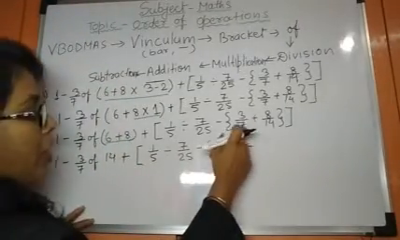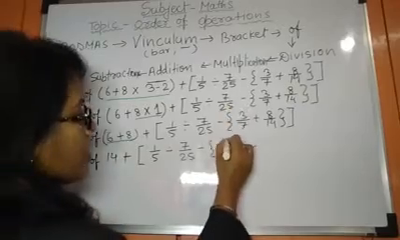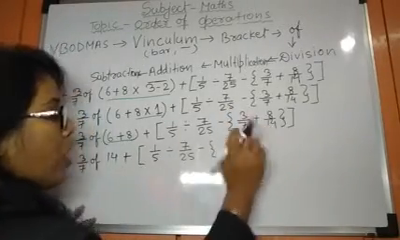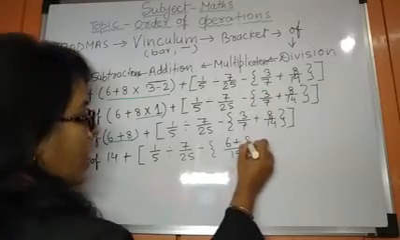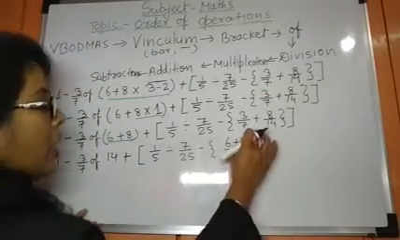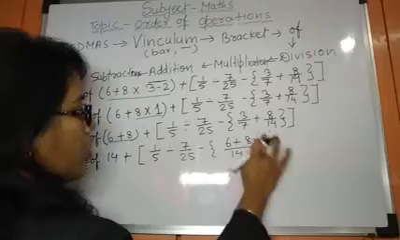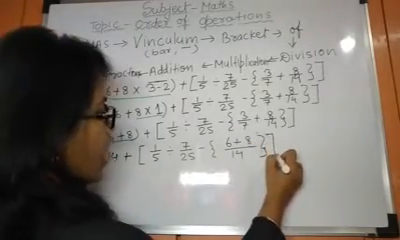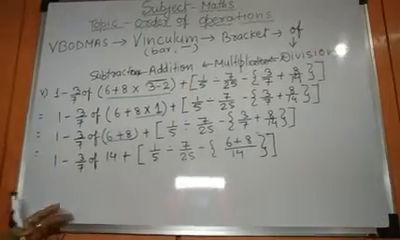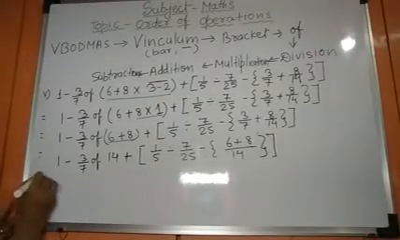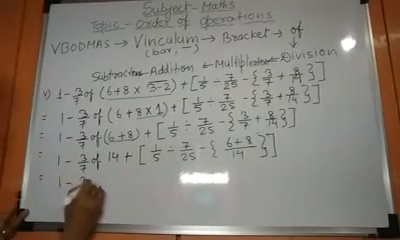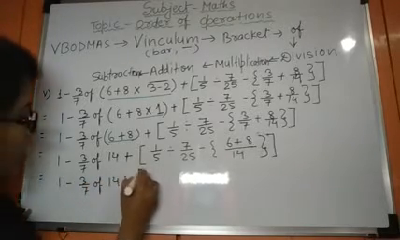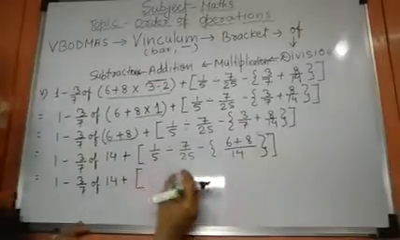14 divided by 7, 2; 2 3s are 6. 6 plus 14 divided by 14, that is 1; 1 multiplied by 8, that is 8. That you have already learnt in junior classes, how to take the LCM and find the addition and subtraction of fractions.